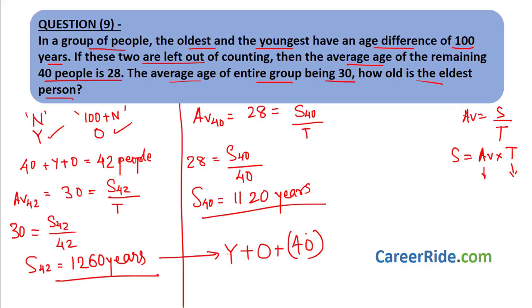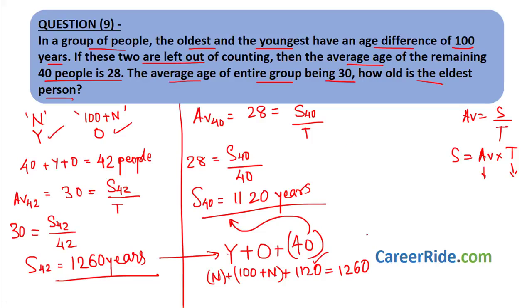So what is the sum of the ages of 40 people? This we already know. What is the age of the youngest? n. Age of the oldest, 100 plus n, plus the sum of the ages of 40 people, 1120, and all this is equal to 1260, the sum of the ages of 42 people, because this is 40 people, this is the 41st person and this is the 42nd person. So 1260.